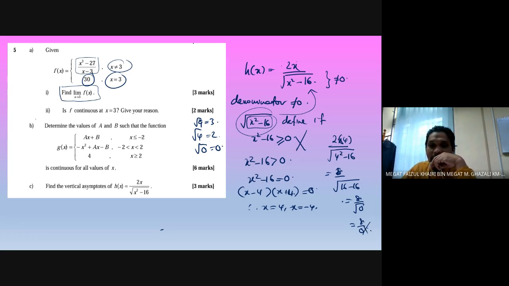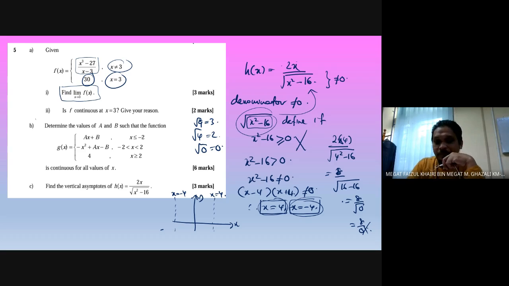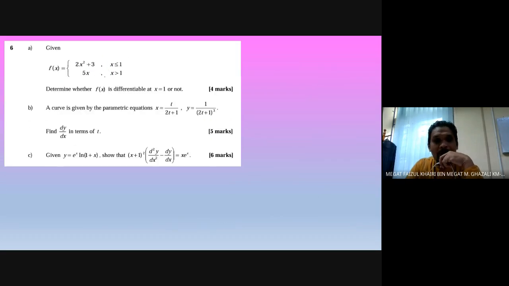So then, class, automatically this is the vertical asymptote of the graph. So if this is the x and y axis, then x equal to 4 and x equal to negative 4 are vertical asymptotes. Okay, so the vertical asymptotes of this graph, because x squared minus 16 cannot be equal to 0, so automatically these are the vertical asymptotes of the graph. Okay, number 6. What about 6?